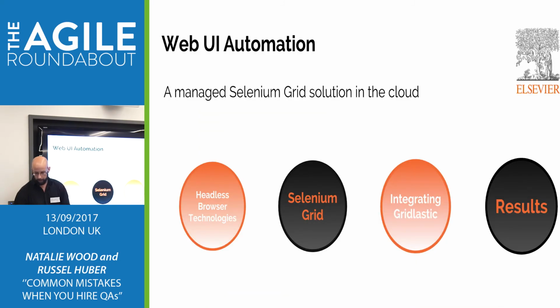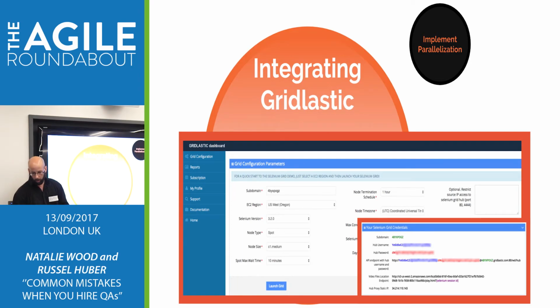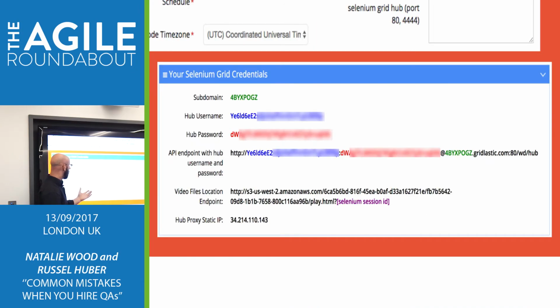So we had a bit of a go at integrating. When you sign up to Gridlastic, you get a rather straightforward dashboard, with many configuration parameters that you can configure according to whatever needs you've got. We set this up, we press the Launch Grid button, and you get given some URLs, some credentials in order to instantiate your WebDriver instance. When you instantiate your WebDriver instance with these credentials that Grid provide, your tests are going to be directed towards that hub, and your executions are going to happen in the cloud, on the grid.